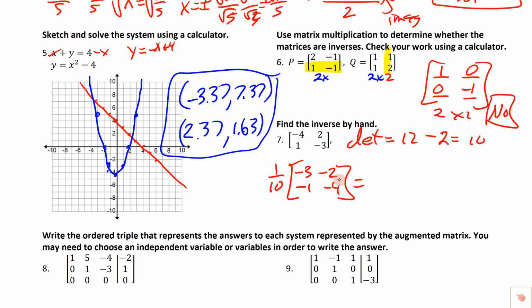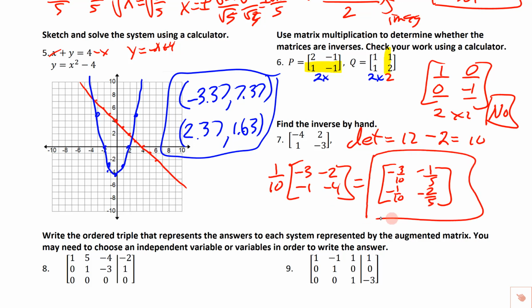This is just scalar multiplication at this point. So this is negative 3/10. When we multiply here, this would be 1/10 times negative 2. That's going to be negative 2/10, which we can reduce to 1/5. So that's going to be 1/5, and it would be negative. And then we get a negative 1/10 when we do the scalar multiplication here. This would be 4/10, negative 4/10, but that's going to reduce to negative 2/5. Okay, so there's the inverse right there.